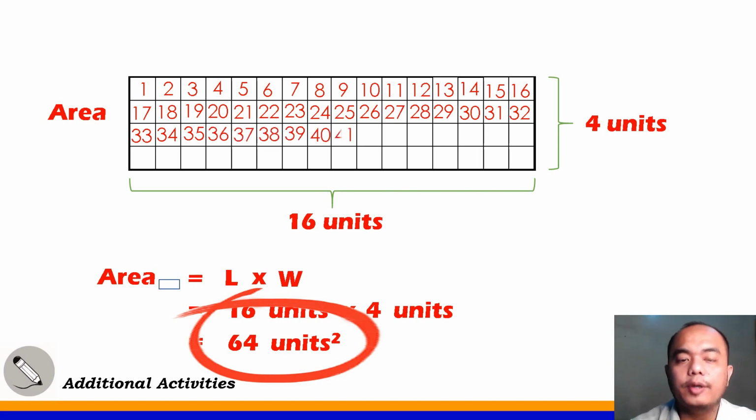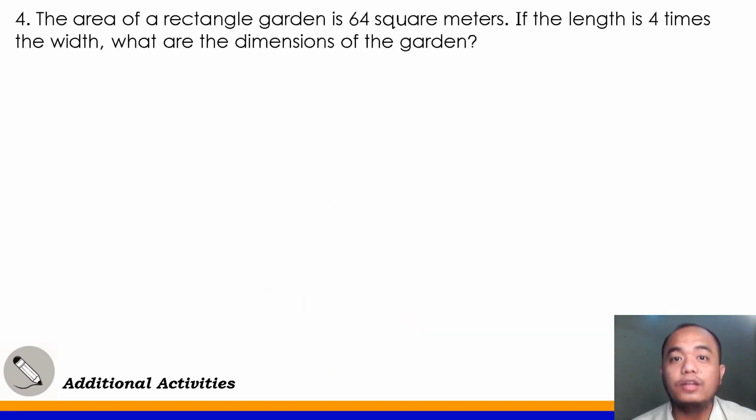Ito yung mga numbers ng squares inside our rectangle whose dimensions are 4 and 16, or 4 by 16. Yan, tama yung sagot natin. We have 64 square units inside this rectangle. And that 64 square units represent your area. Okay, let's go back to our problem.